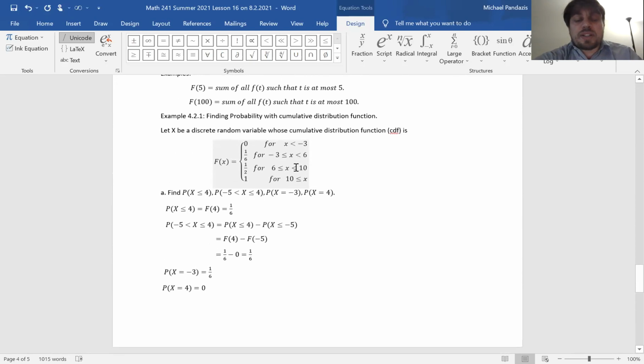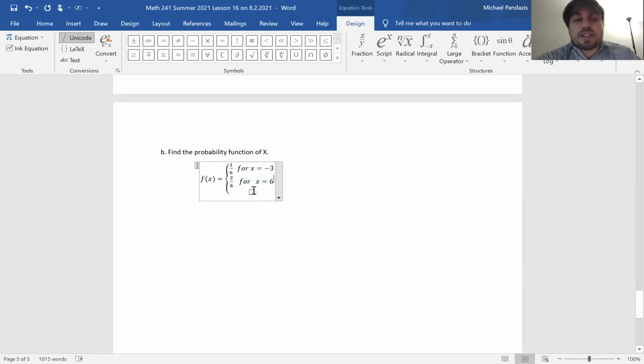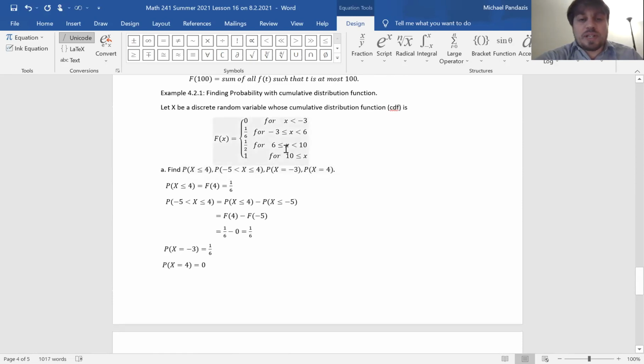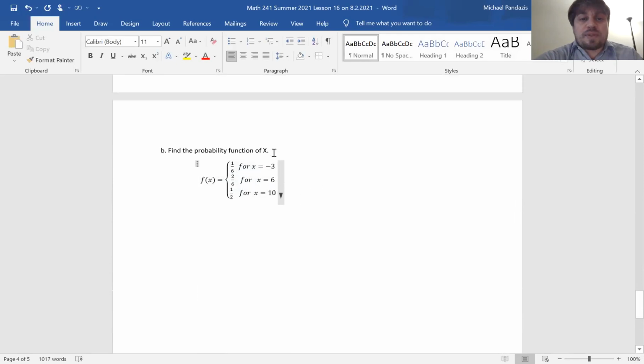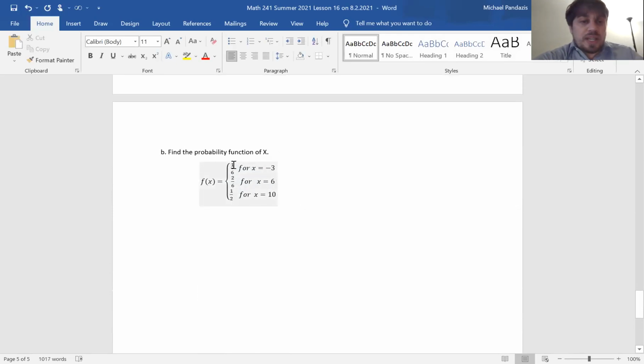And then look at the jump here. You start at 1/2, and then when you add x equals 10, it jumps from 1/2 to 1. So that means you have a probability of 1/2 for x equaling 10. Right, so there's a jump of 1/2. 1/2 to 1 is a jump of 1/2 for x equals 10. And now if you add 1/6 plus 2/6 plus 3/6, that's 6/6, that's 1. So the probabilities of those three x values add up to one, which means that there are no other possible values of capital X other than negative 3, 6, and 10. And so that's the entire probability function of capital X, that little f of x.